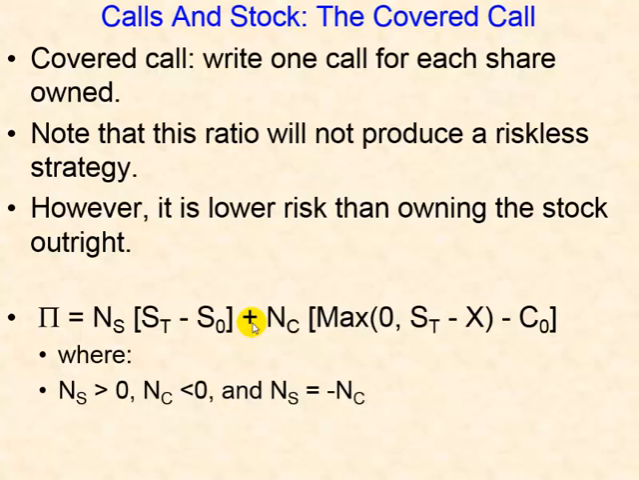Next, we're going to write call options. If we write, then NC is going to be a negative number. So we'll have a negative number here for NC times the intrinsic value of the call at expiration minus the initial premium on the call. So down here it says that the number of shares we own will be positive and the number of calls is negative. In other words, we're writing calls, and for each share of stock that we own, we're going to write one call option.